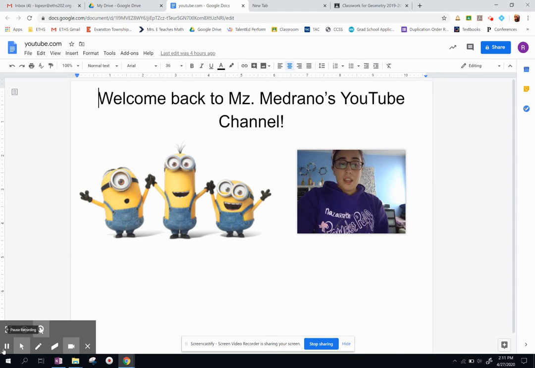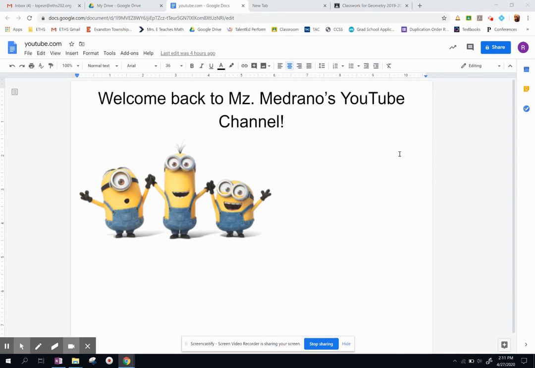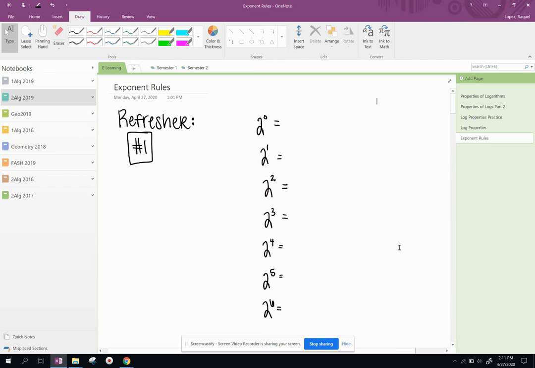We're going to go ahead and get started with all our notes. Alrighty, everyone, go ahead and take out a paper and pencil because we are going to be reviewing some exponent properties and then converting between exponents and logs. So here's your first refresher.